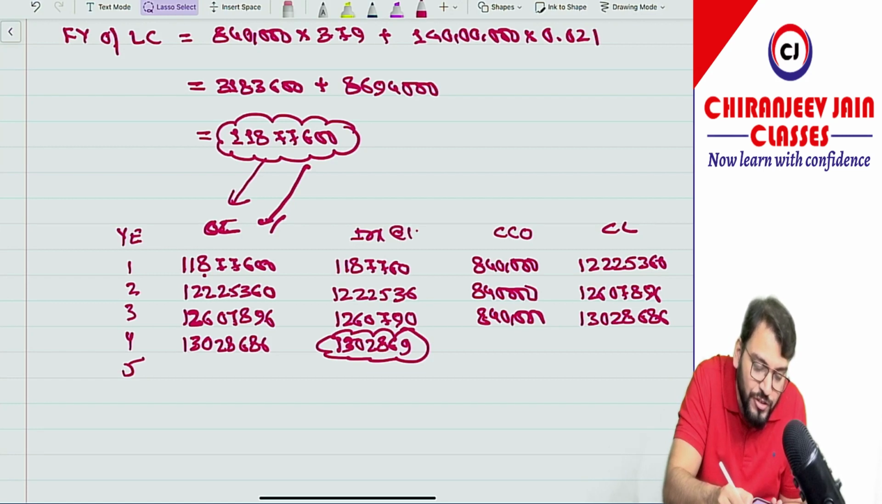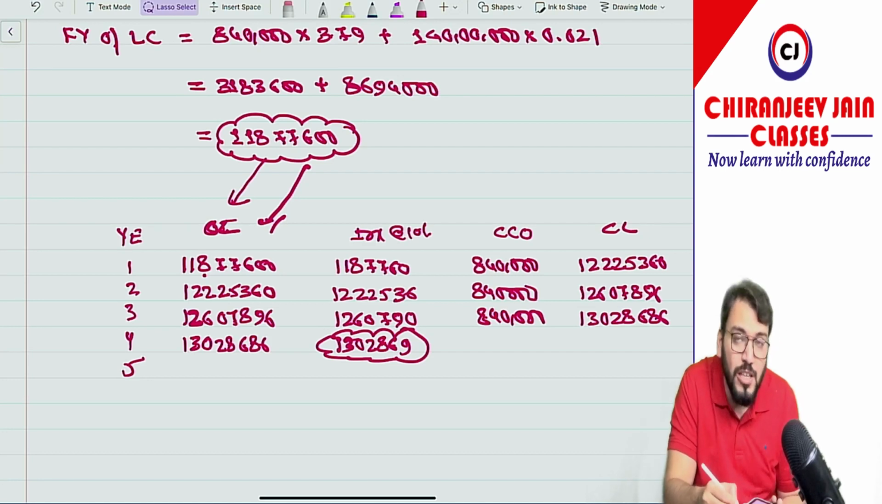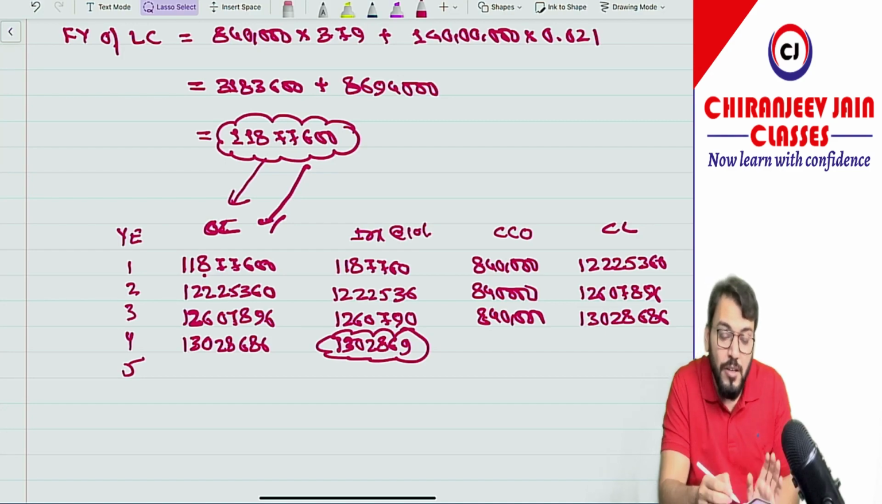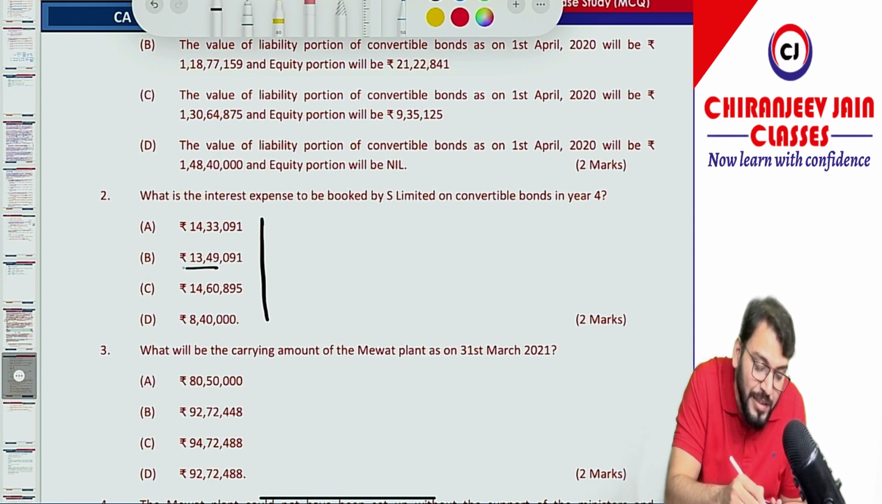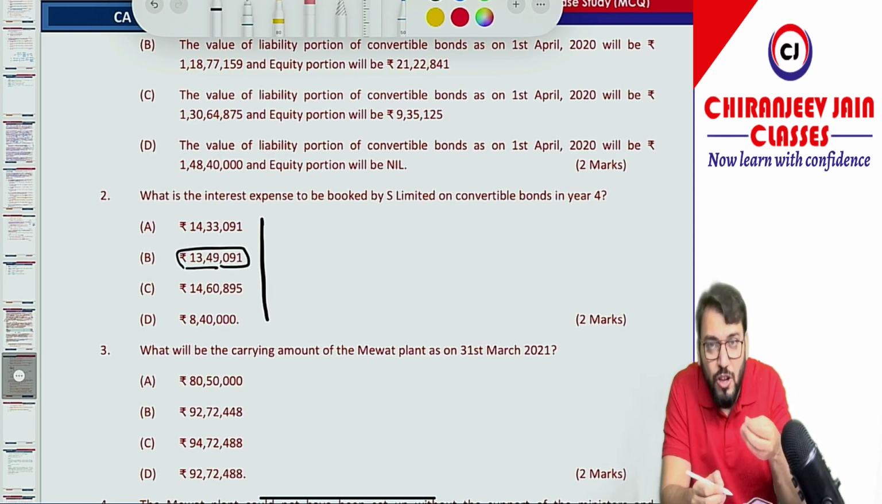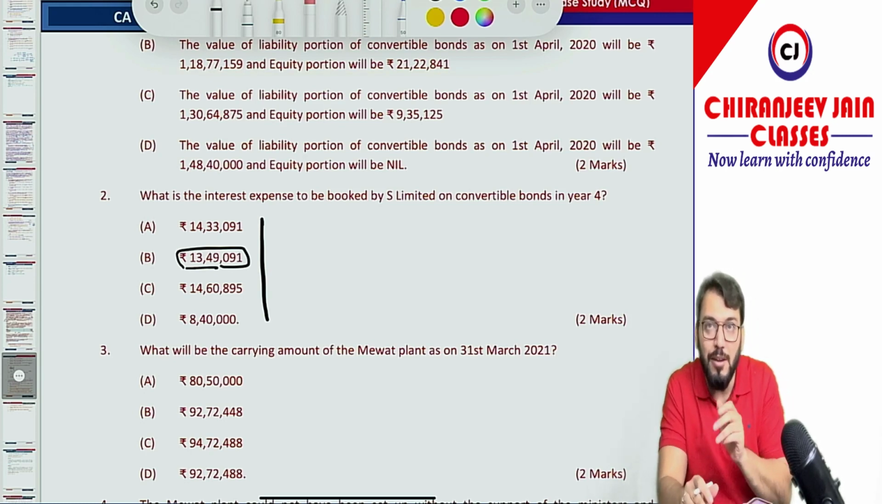Interest at the rate of 10% will do, and your answer for the 4th year, interest expense will come 13,02,869. But this option also has not been given in the question. You can see the nearest answer will be what? 13,49,091. So I will say the correct option has not been given based on both the points, because this much difference should not come. I hope you understand.